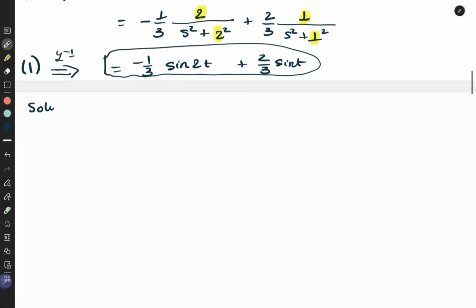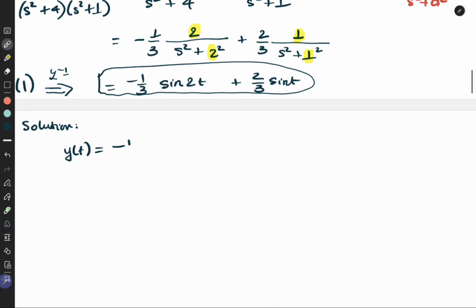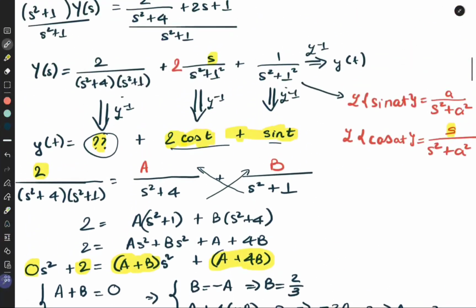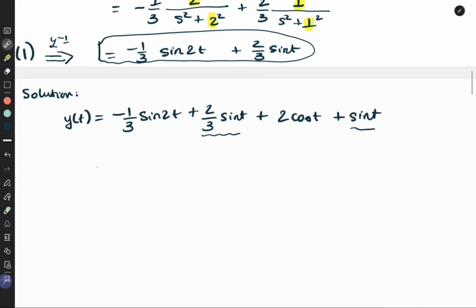So the solution, it is y of t, the particular solution to be exact: the question mark, negative sine of 2t, plus 2 over 3 sine of t, plus 2 cosine of t, plus, is it a plus? Yeah, plus sine t. And by the look of this, I see this sine t and this sine t, they're the same term. How about I combine them? Okay, so I combine them.